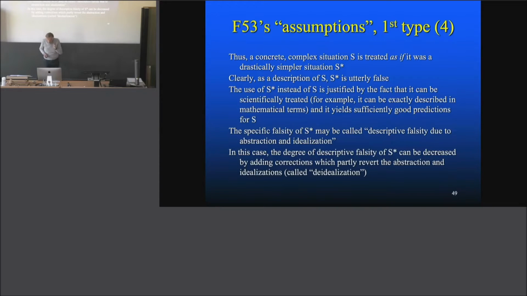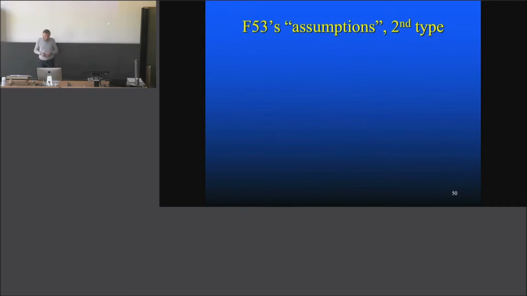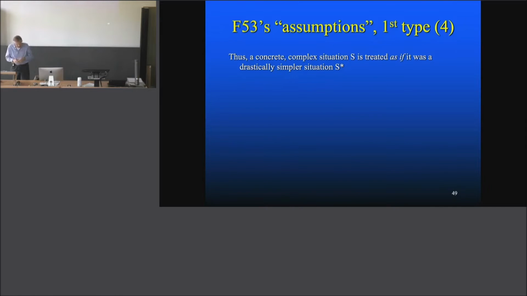And it's a specific falsity, descriptive falsity, due to abstraction and idealization. Example: free fall, add friction, make gravitation height dependent, etc. Then you first make it really false, and then you can bring it nearer to an accurate description of reality by de-idealization. All right, and that's good for now. I said there was a first type. There were two separate types or kinds of assumptions.